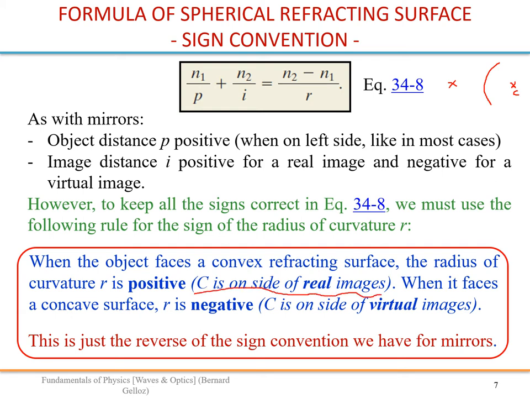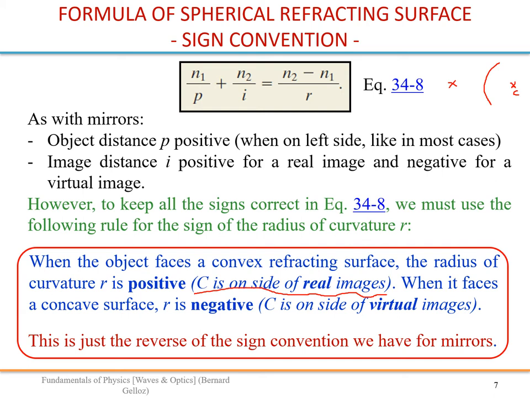This is something that I have found out myself. I was trying to make sense of these signs, and it turns out that R is positive when C is on the side of real images. Usually in this story, positive things are real, negative things are virtual. So C is on the side of real images, real world in some sense, even though both worlds are real in this case. So we take R positive.